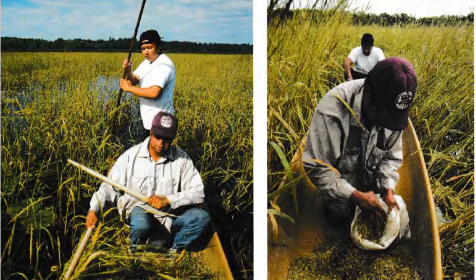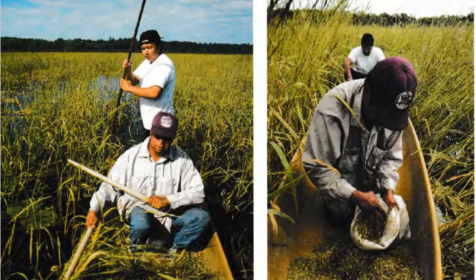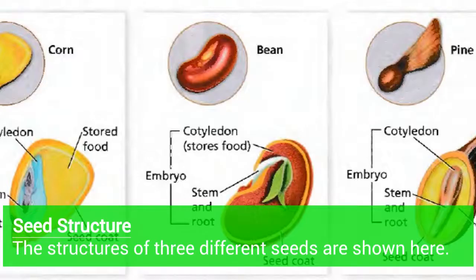Pollen delivers sperm cells directly near the eggs. And after sperm cells fertilize the eggs, then seeds develop. A seed, vocabulary word number 4, a seed is a structure that contains a young plant inside of a protective covering. Seeds protect the young plant from drying out. All right, now let's take a look at how seeds become new plants.